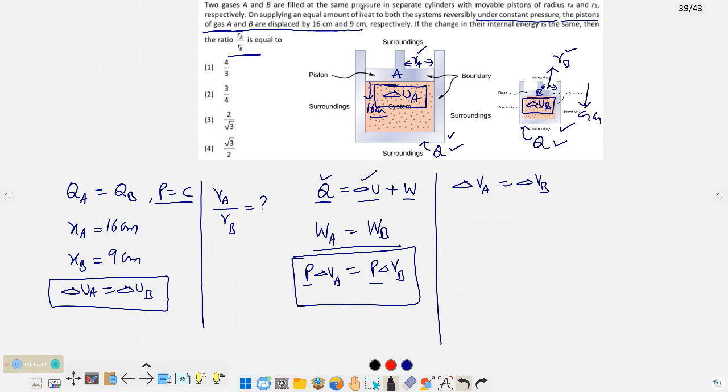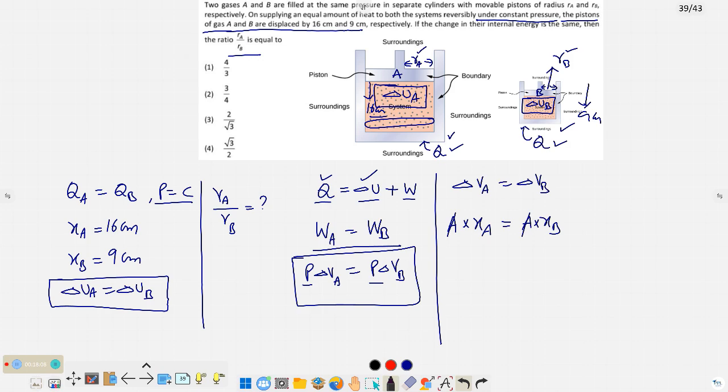So what is volume? The system contains area of cross section and piston, so area into length gives the volume. Both have the same area of cross section, because it was not given that they have different sizes. So A into the length we moved the piston, which I am taking as XA units. A into XA is equal to A into XB. This is the volume of A and B. Anyway, the area on both sides is the same.